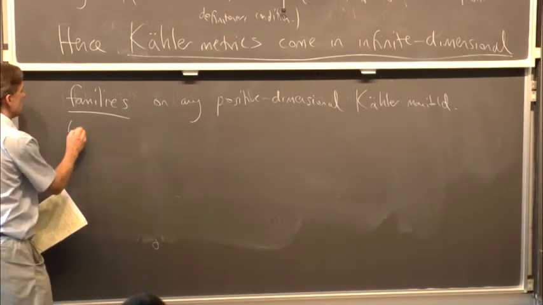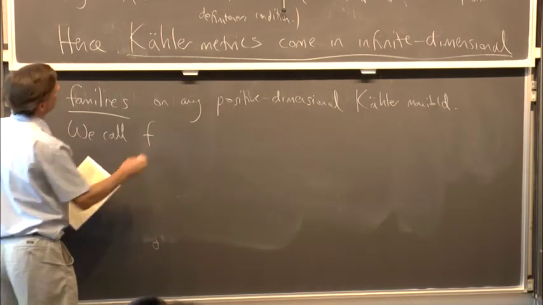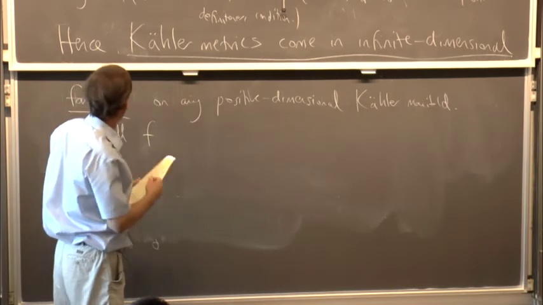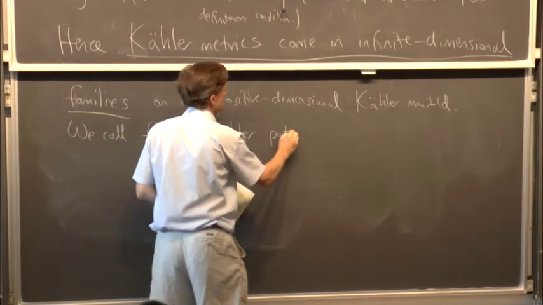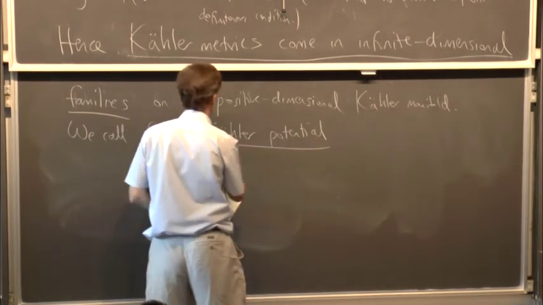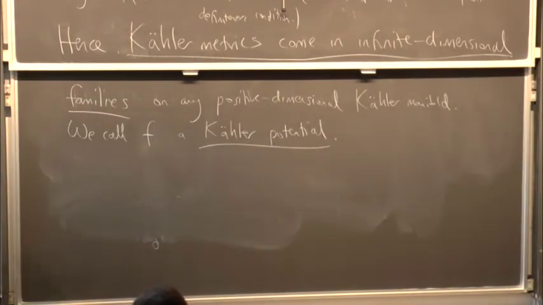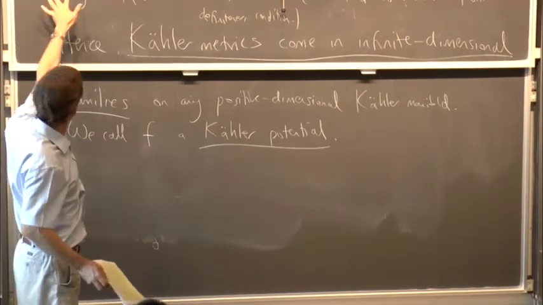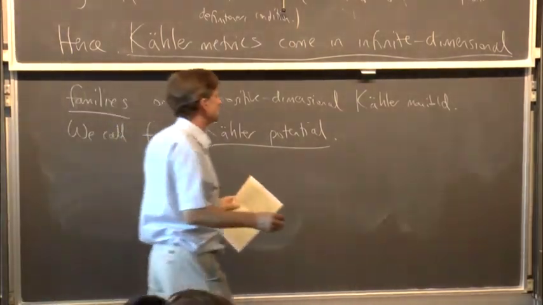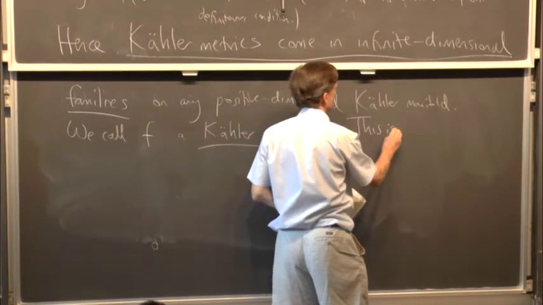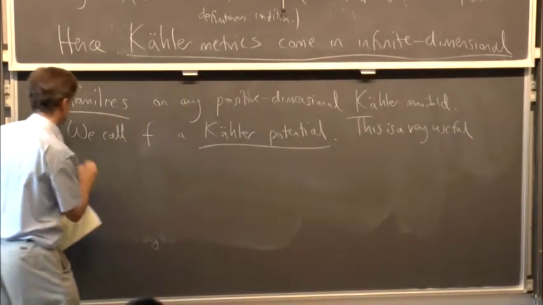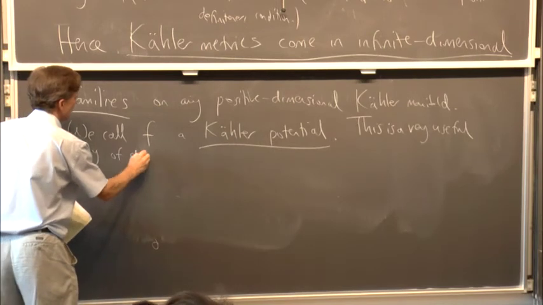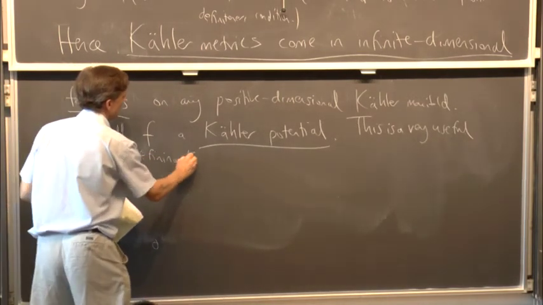Okay, so here we call the function f, which we're doing i∂∂-bar of, a Kähler potential, either if we're doing it to make the entire Kähler form, or if we're doing it to shift one Kähler form to a different Kähler form. And this is a very useful way of defining Kähler metrics.